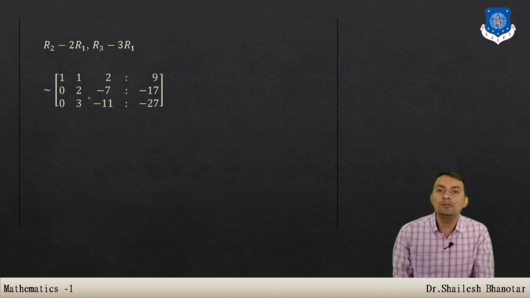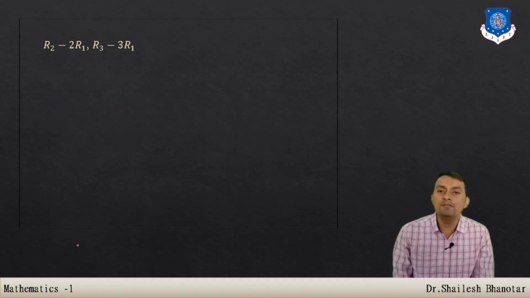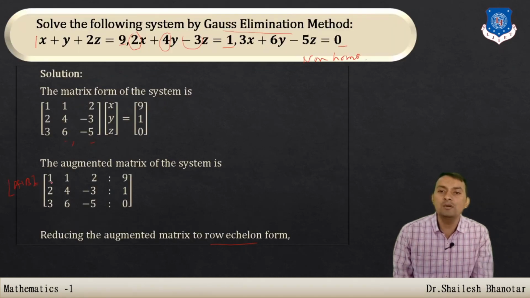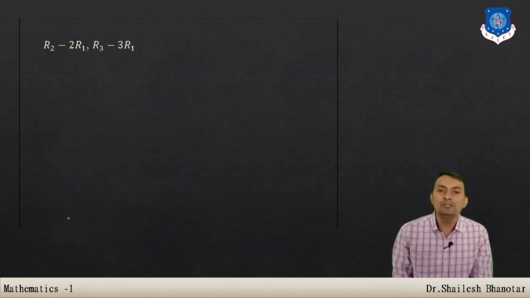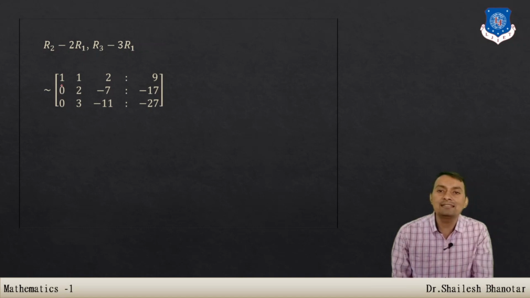So let us apply the operations. First, we want the first row to have a leading entry, and for simplicity it should be 1, and below that I want 0. So we multiply the first row by minus 2 and add to the second row, and following the same approach, multiply the first row by minus 3 and add to the third row. So let us see. We get the first row with leading entry 1, and below that 0.